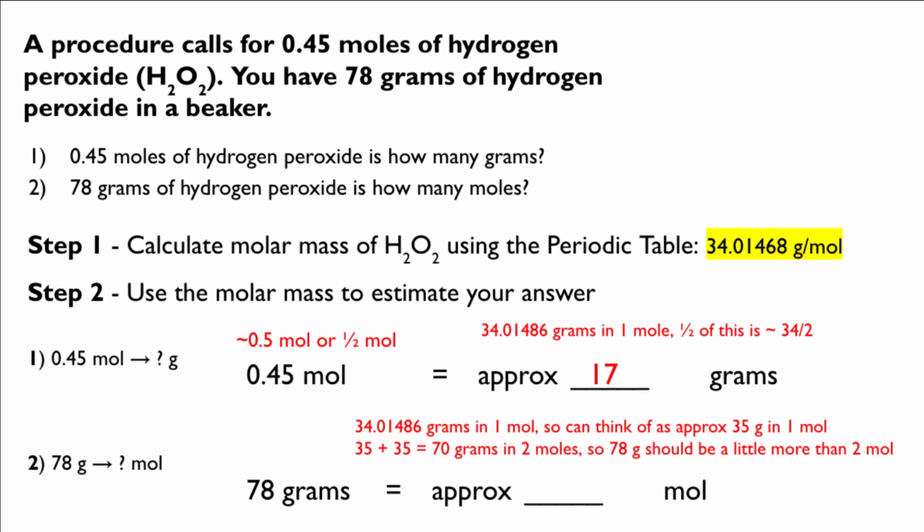105 grams would be in 3 moles here. So it's going to be less than 3, but more than 2. So I will say approximately 2 moles, probably a little bit more, should be in 78 grams of hydrogen peroxide. Once we have our estimations, we're now going to move on to make our calculations.